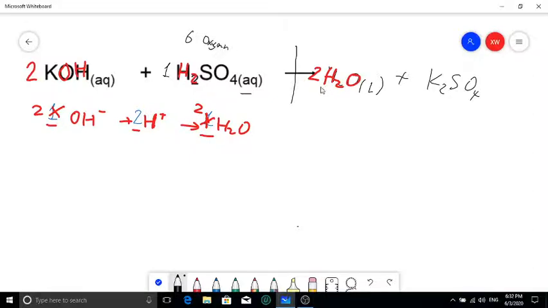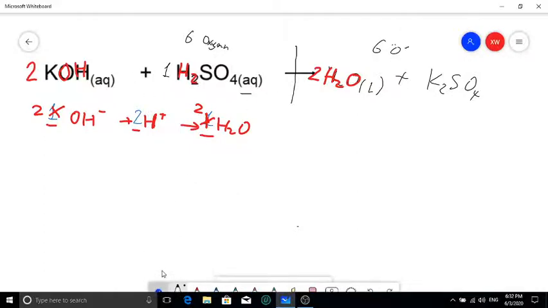Now here you have 2 water molecules. That's 2 oxygens, 4 oxygen from sulfate as well. So that's 6 oxygen as well. So you can see even though we use a different method, still the result should be the same. All of the elements should be balanced already.